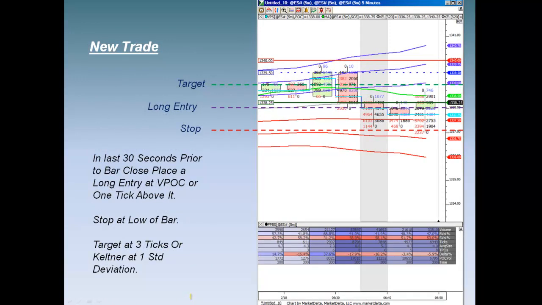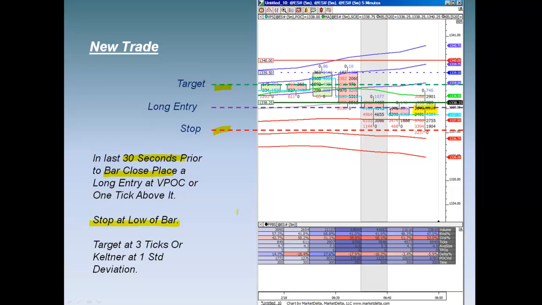And so let's go ahead and place our long trade together. As usual, our rule is we will look for the VPOC on the bar, and we will place our order. Since this is a long order, we'll put our limit order one tick above the volume POC. And I will always integrate in my order the stop and the target. And I want the target in there quickly because the target usually will fill very quickly in the market. So now I've placed my long entry one tick above the volume POC, and I'm going to do this in the last 30 seconds prior to bar close or after the bar closes.